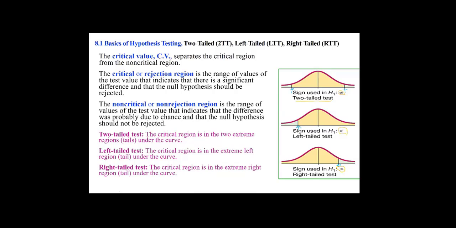And finally, two-tailed test. The critical region is in the two extreme regions, tails under the curve. Left-tailed test. The critical region is in the extreme left region, tail under the curve. Right-tailed test. The critical region is the extreme right region, tail under the curve. What do we mean by that? Look at the first one, a two-tailed test. Left and right. Those tails that are just shaded in blue are critical regions. That means when we go through the process, if the test statistic ends up being in one of those regions, we reject H0.